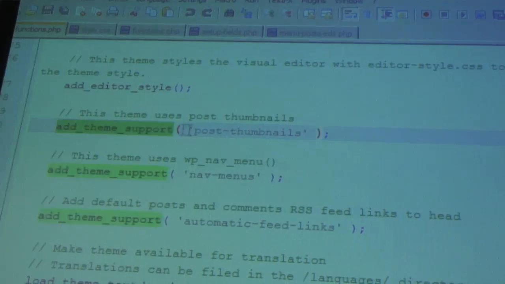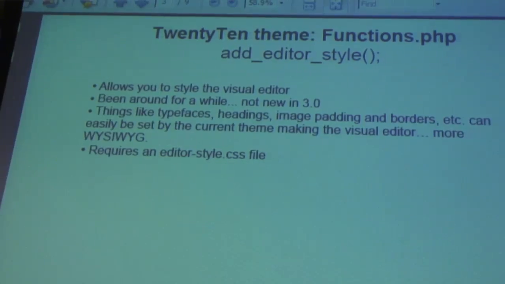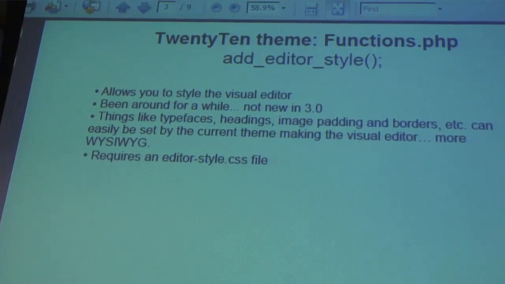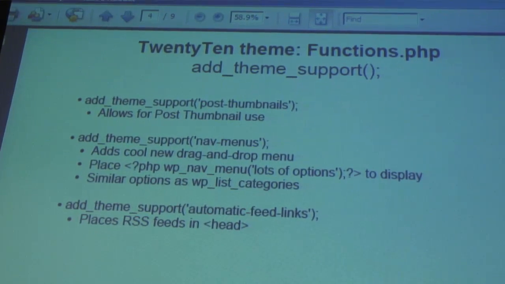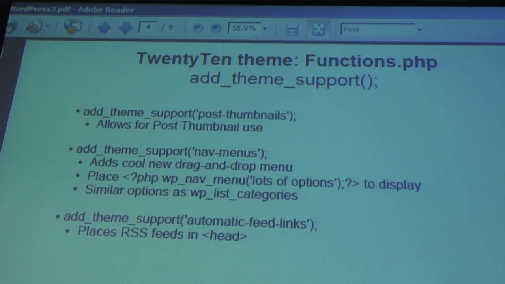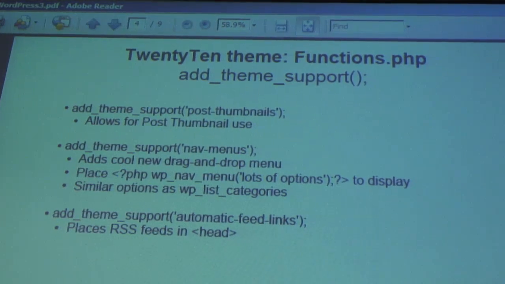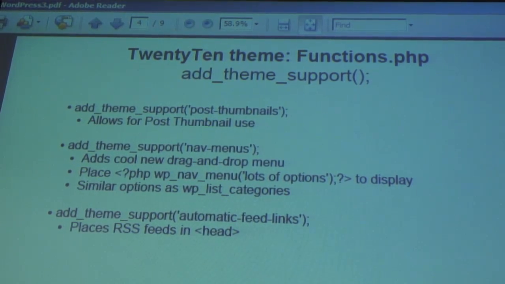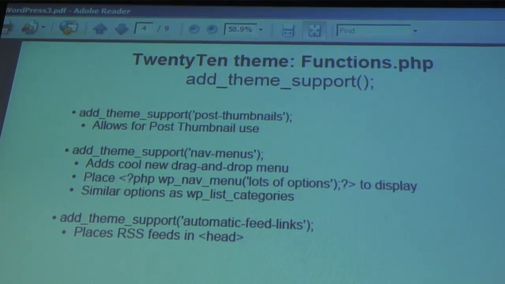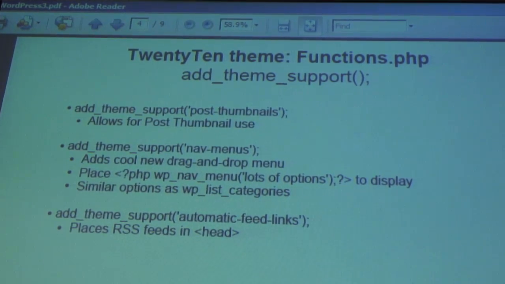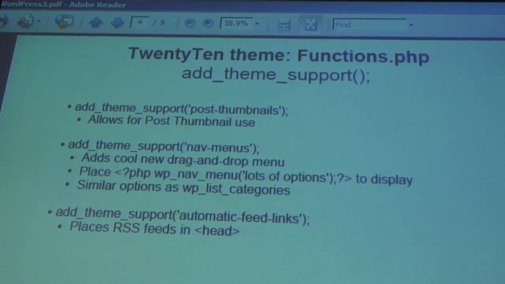The next is add theme support. I think this is one of the coolest features. Right now, I only found 3 items. If anyone knows of any others that you can add theme support to, but I found 3. So one is post thumbnails, which is from a prior version, 2.9. So we'll go through that really quick. The new nav menus, which you talked about, adding the drag and drop navigation menus.